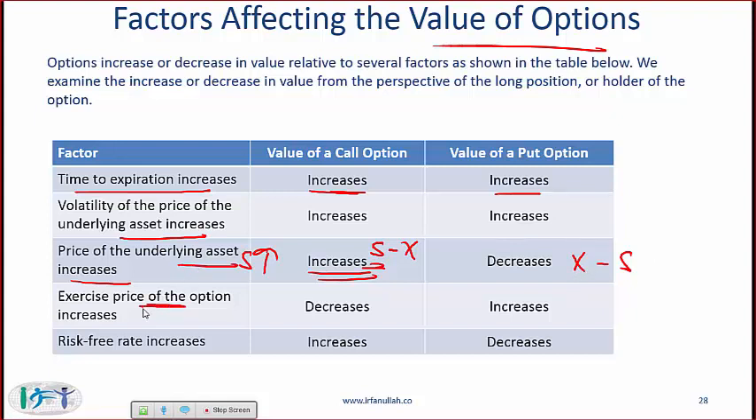What about the exercise price? With a higher exercise price, a call option is saying that you have the right to buy at a high price. The right to buy at a high price is less valuable than the right to buy at a low price. So a higher exercise price reduces the value of a call but increases the value of a put. And the last point, just remember, if the risk-free rate goes up, that increases the value of a call but decreases the value of a put.